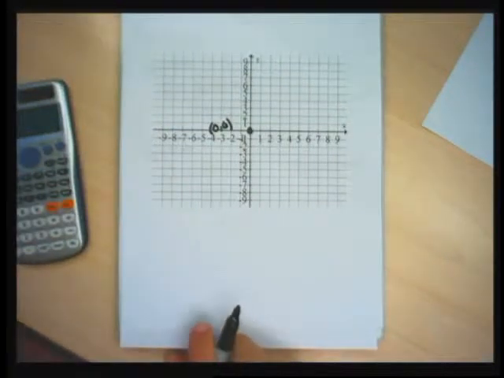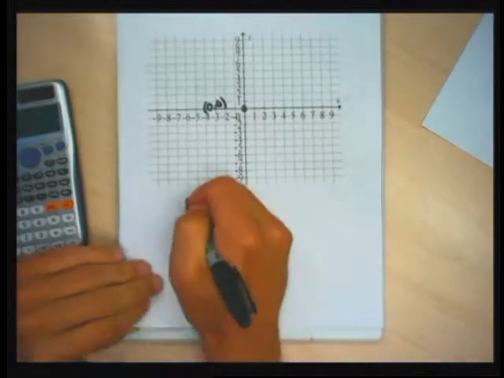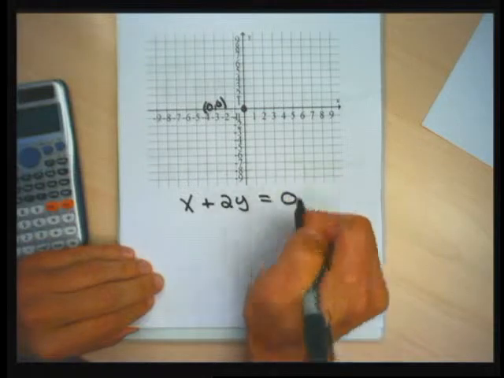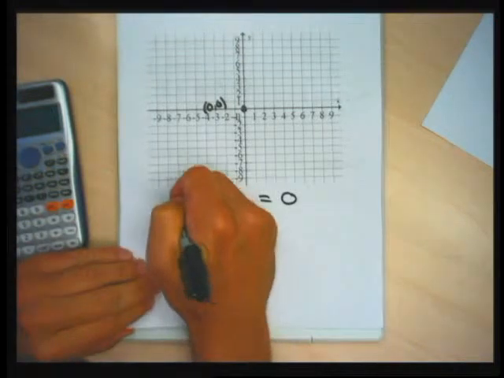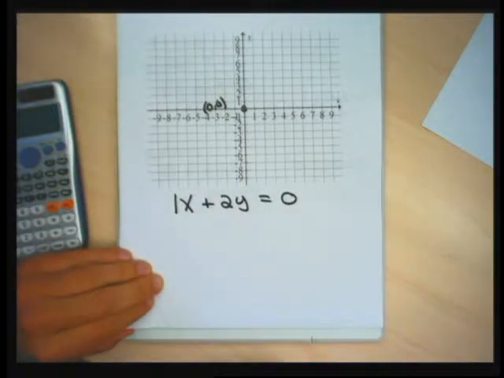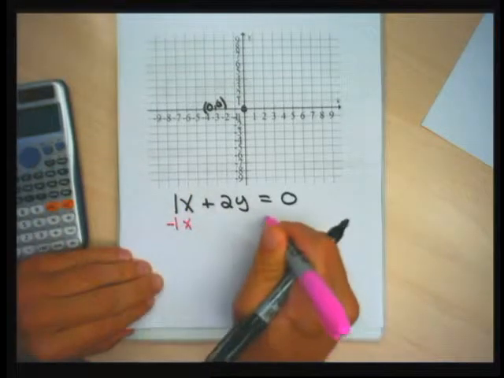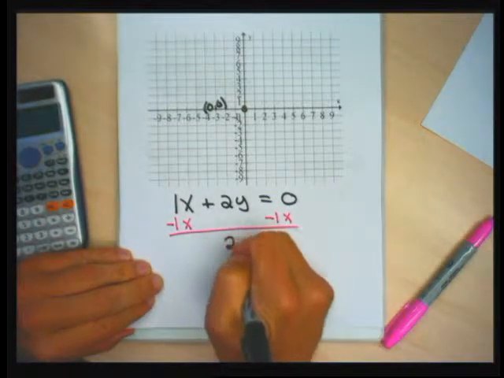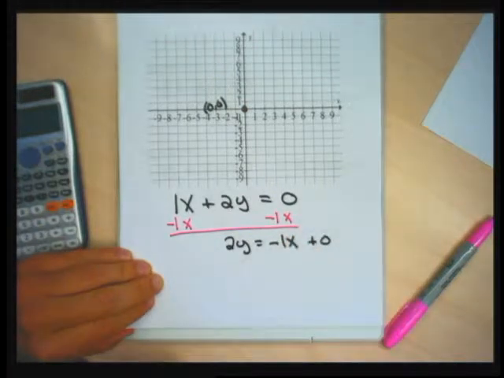So in order to finish up my graph, I'm going to use some strategy that I already know. I'm going to solve an equation for y. If I solve this for y, I know the slope. And if I know the slope, I know how to get around on this line. I'm going to emphasize this is really 1x plus 2y equals 0. I'm going to do a couple steps of algebra to solve this for y. Specifically, I'm going to minus 1x from both sides and get 2y equals negative 1x. I could put the plus 0 here if I want to, but I don't need it.